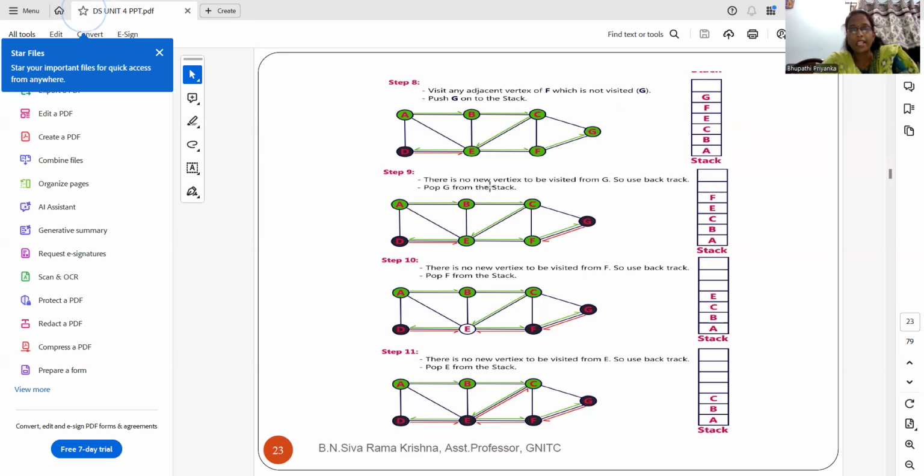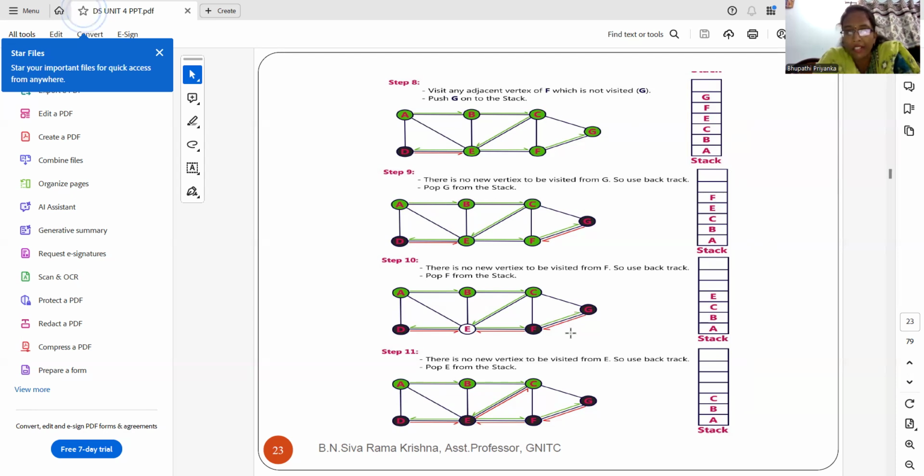Now, there is no new vertex to be visited from G. So use backtracking. Pop G from the stack. There is no new vertex to be visited from F. So pop F from the stack.